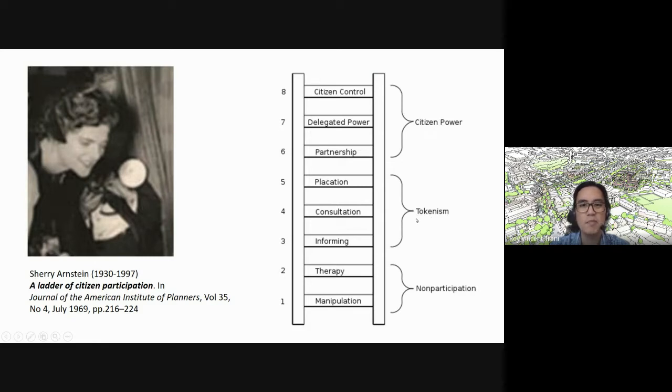So just placating or servicing a very small portion of the community and taking their opinion to decide a master plan for an even larger community. And then the highest level is citizen control, delegated power, and partnership. Basically, the community is working together with whoever is developing that area so that their needs are being met and it ensures that they'll use whatever is designed or created in that space.